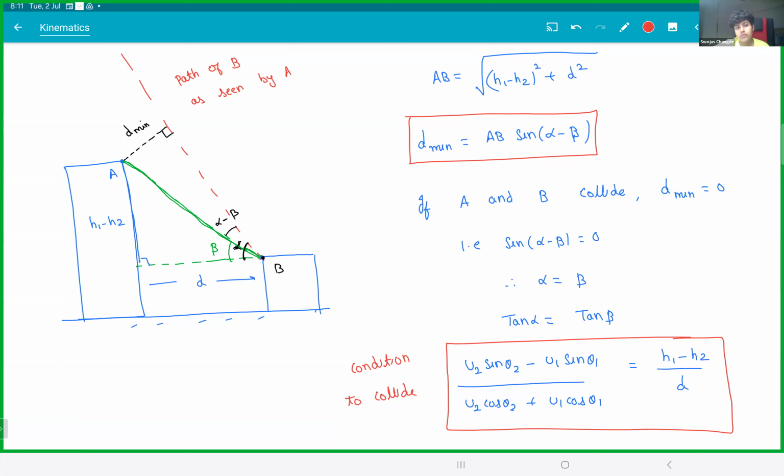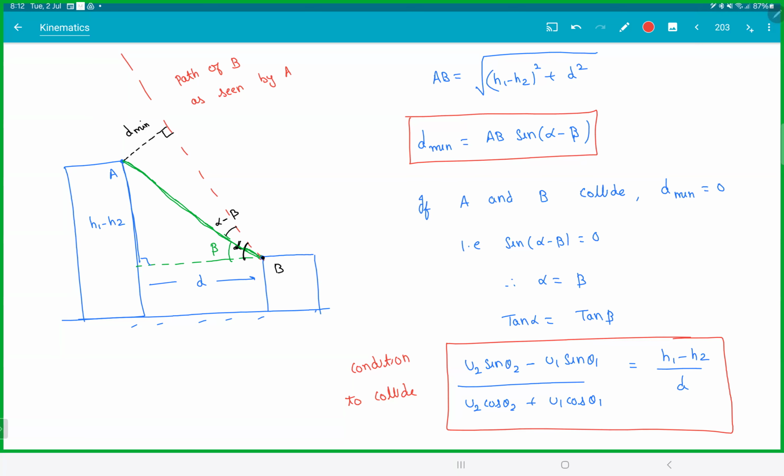Sir, but if this was an actual question, then in the options we won't have alpha and beta, right? So they'll directly ask you the condition to collide. They'll ask you to find the condition to collide, and won't ask you the minimum distance. Or we can also find it in terms of D and H1, H2, right? You can, but the answer will be quite bad. Sine (alpha minus beta) is pretty bad. Okay. Clear with this?